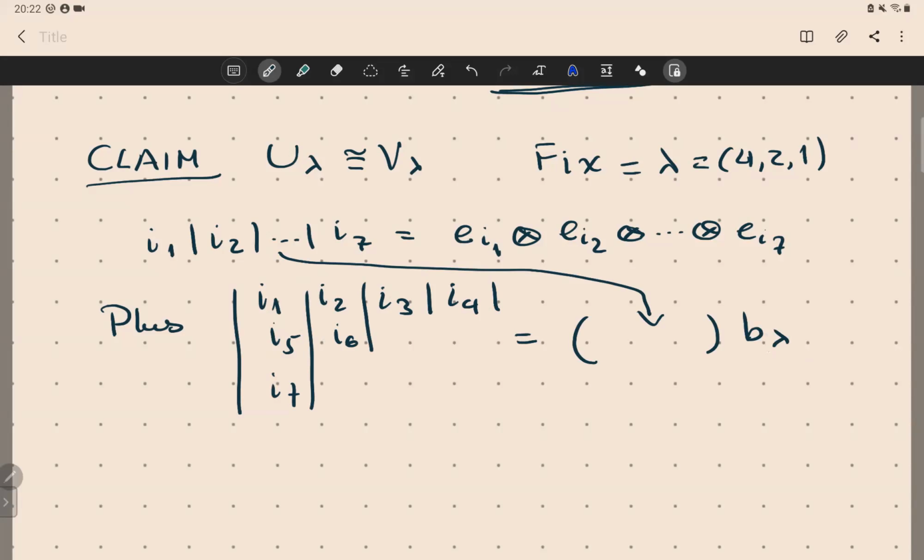Right, and by definition, because of who B lambda is, any vector that looks like this is antisymmetric in the columns. So if I, for example, permute this and this, I get minus the original vector. Right? This is just because of how B lambda acts. This is projection to the subspace where these columns are antisymmetric. So this is just a little bit of notation. Okay.